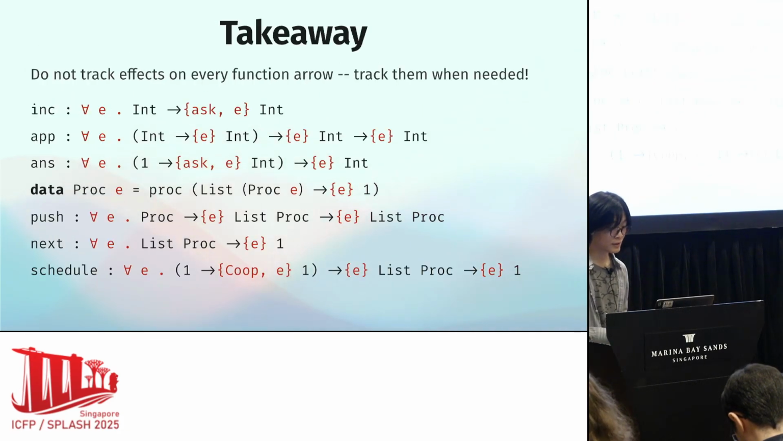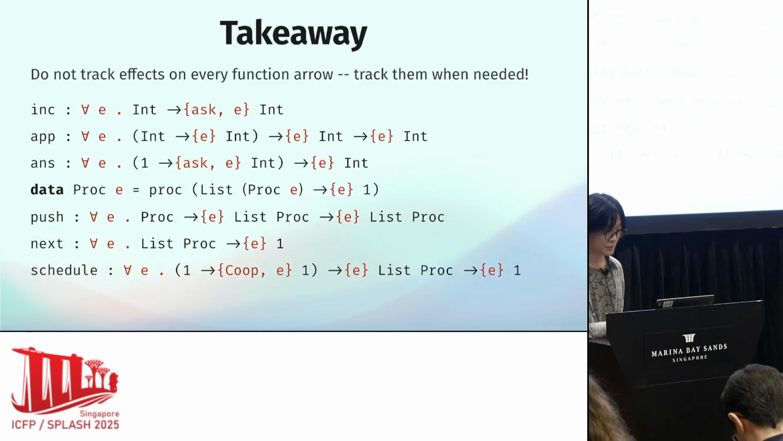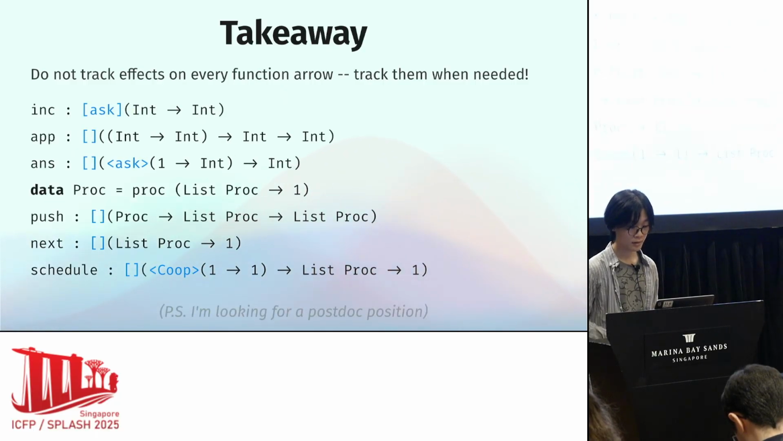So I think my takeaway is do not track effects on the function arrow. Instead, track them when needed and track them with modalities. Thank you.